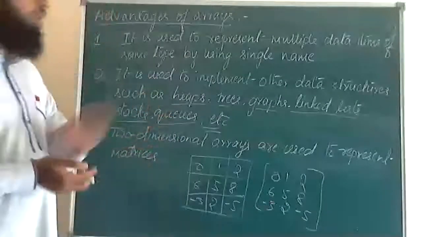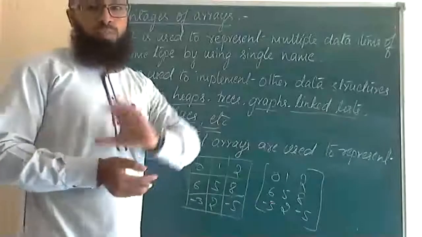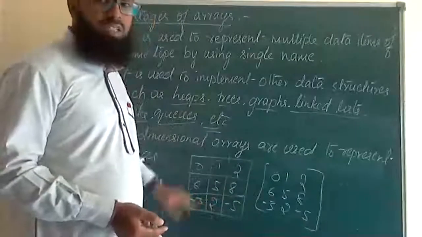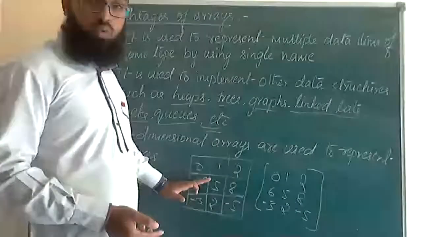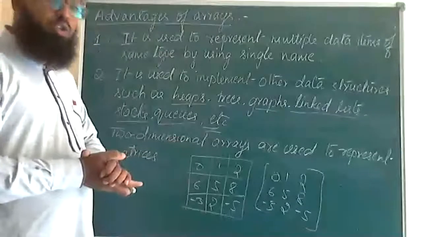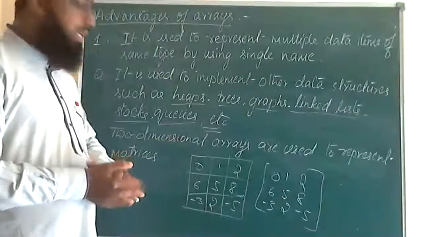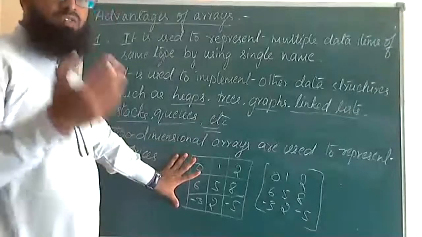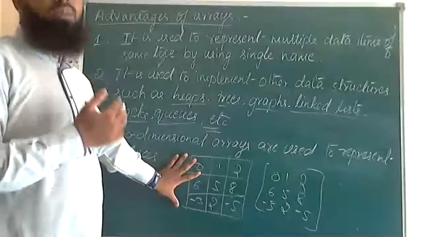Then next, two-dimensional arrays are used to represent matrices. For this type of matrices, two-dimensional arrays are used. One thing to remember: whenever you think of a two-dimensional array, you have to think it is a matrix. Whenever you see a matrix, you have to think it is a two-dimensional array.